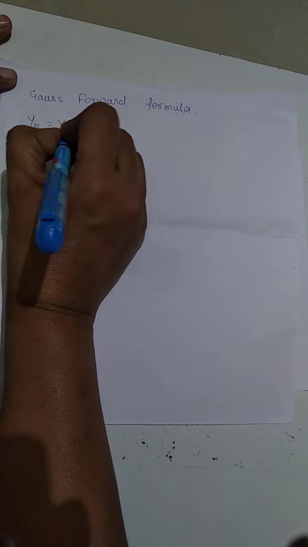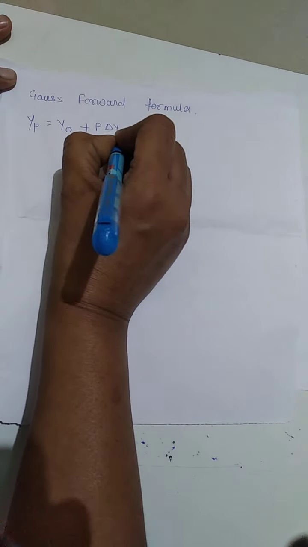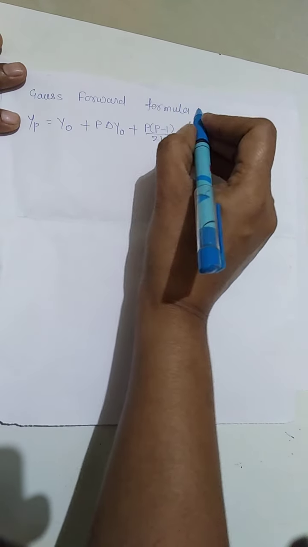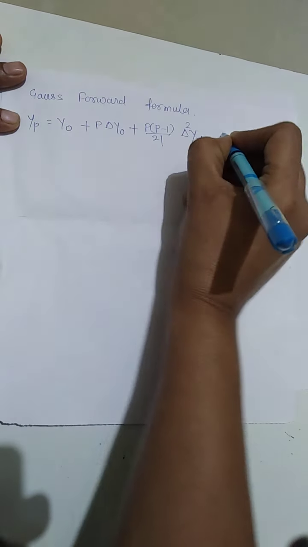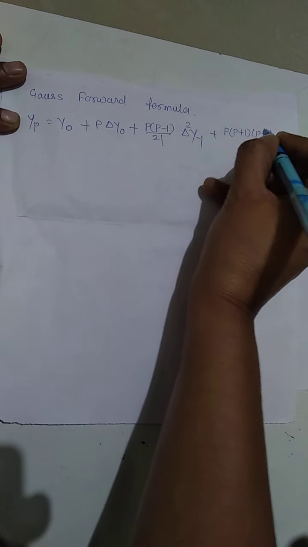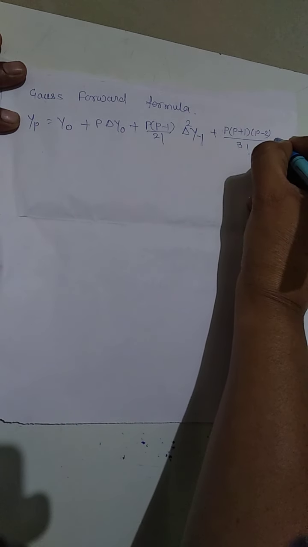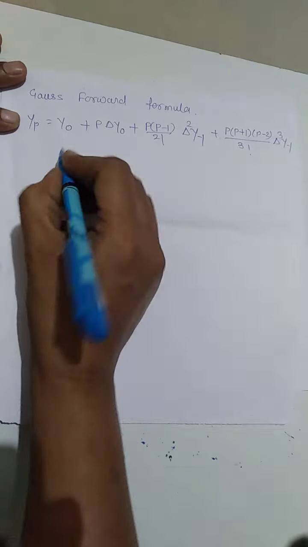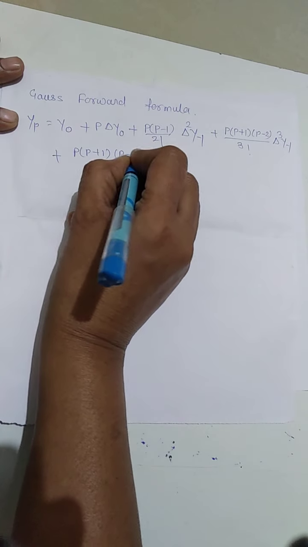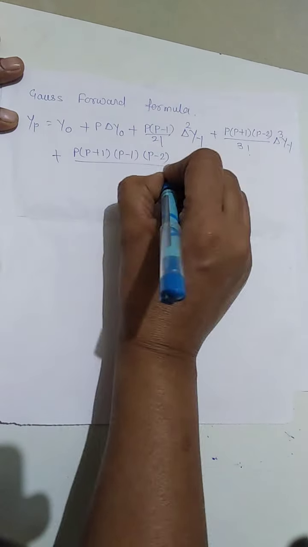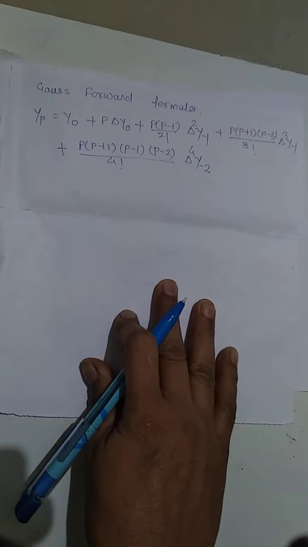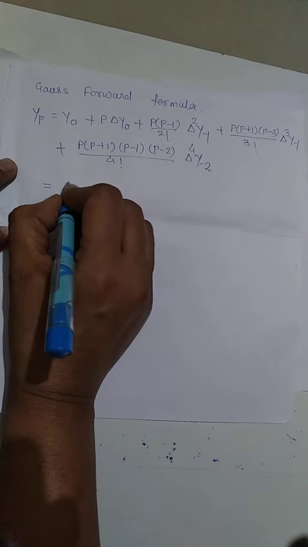y of p is equal to y0 plus p del y0 plus p into p minus 1 upon 2 factorial del square y minus 1 plus p into p plus 1, p minus 1 upon 3 factorial into del cube y minus 1 plus p into p plus 1, p minus 1, p minus 2 upon 4 factorial del raised to the power 4 y minus 2.